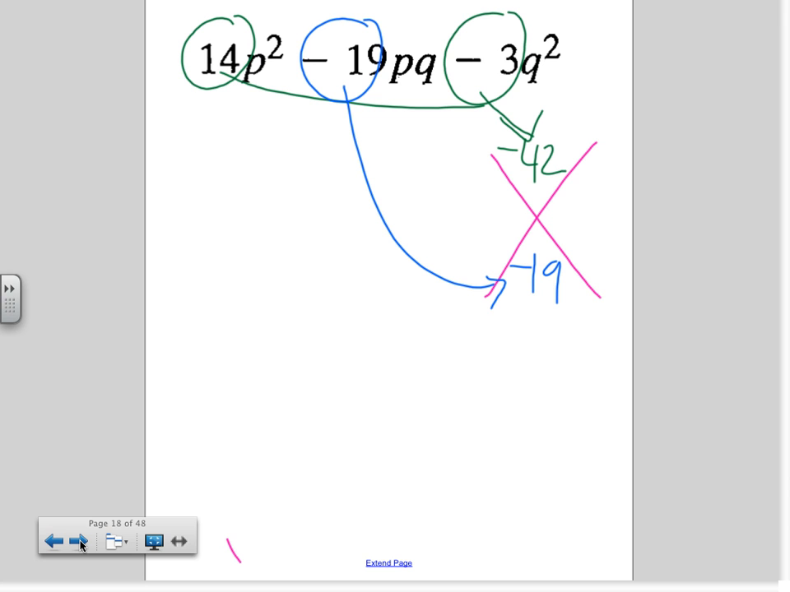Give me another combination. 9 and 8? That's 72. What times what is 42? 7 and 6. No, that won't work. 21 and 2. Did you hear that? 21 and 2. Why did I pick that? Well, look, 21 times 2 is 42. You can actually do something with 21 and 2 to make it 19, right?